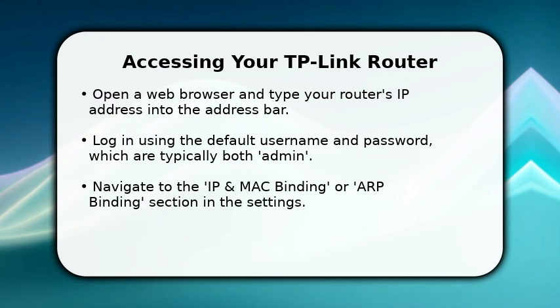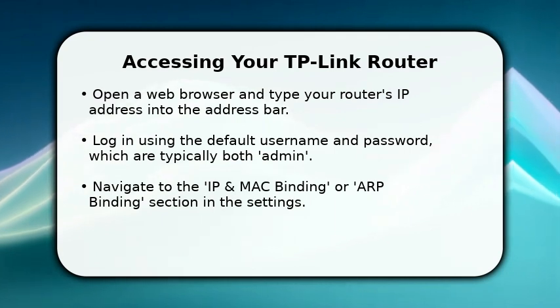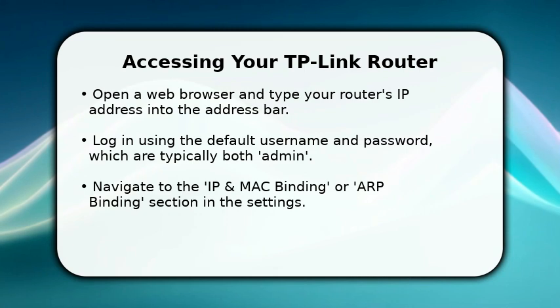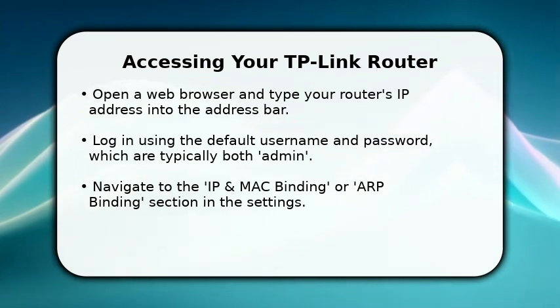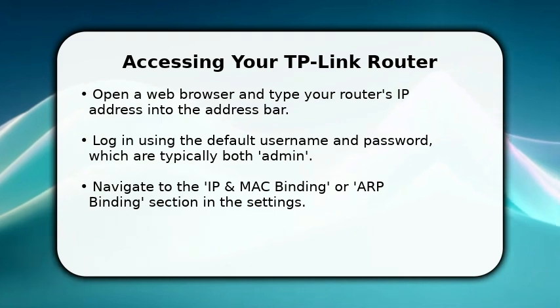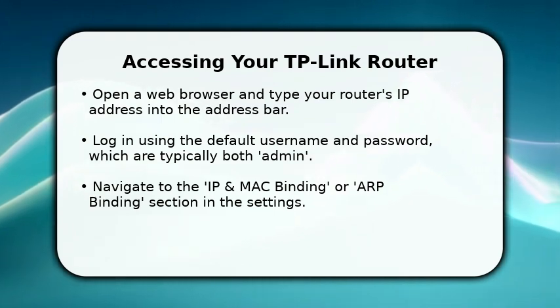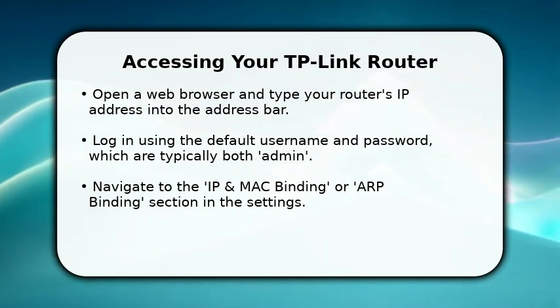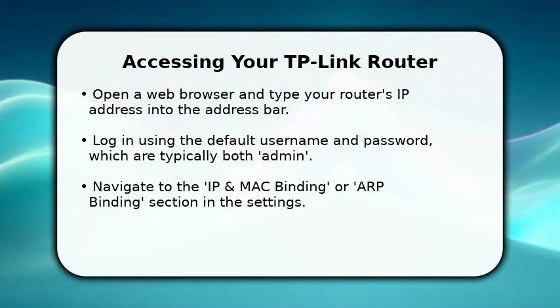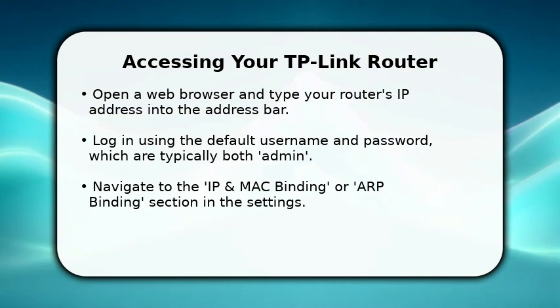Open any web browser and type your router's IP address, commonly 192.168.0.1 or 192.168.1.1. Then, log in using your administrator credentials, usually admin for both username and password. Once inside, locate the IP and MAC binding or ARP binding option, often found under Advanced or Security settings.